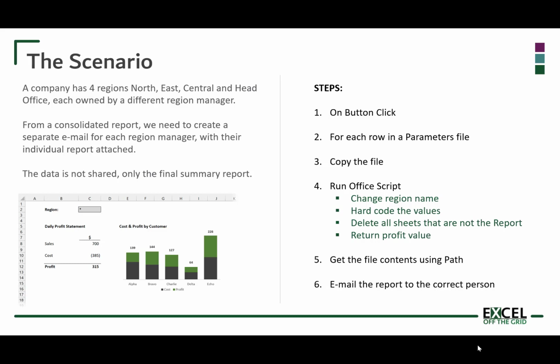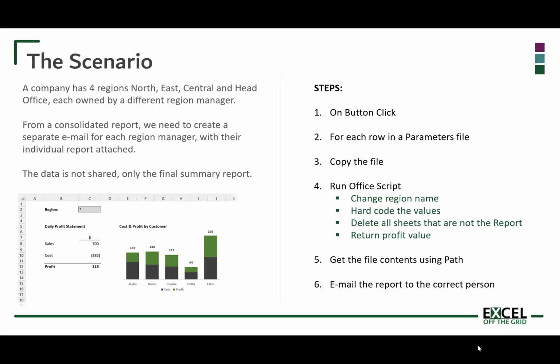We'll then copy the consolidated report and create a version for each region. We'll then run a script on each of those region files. And that script will undertake 4 actions. It will change the region name, it will hardcode the value, it will delete all the sheets that are not the report sheet, and then it will return the profit value. And we'll look at all of these in more detail.